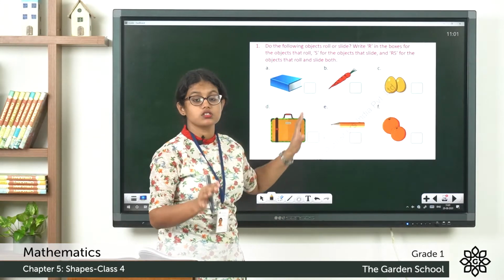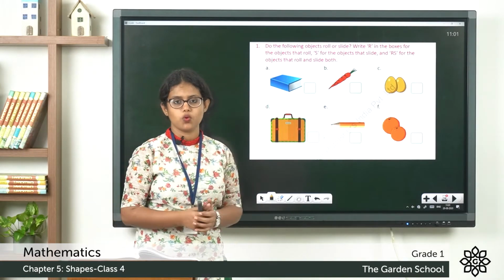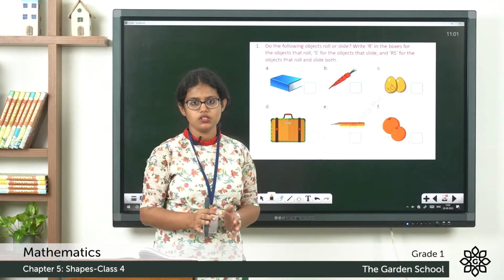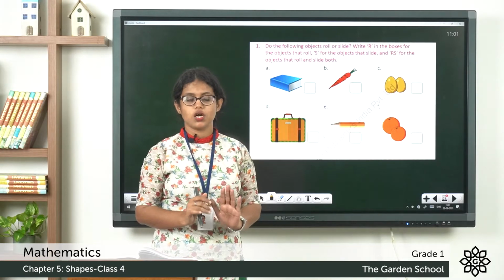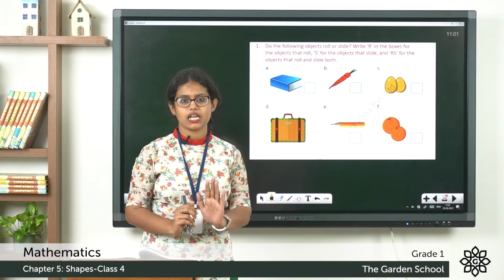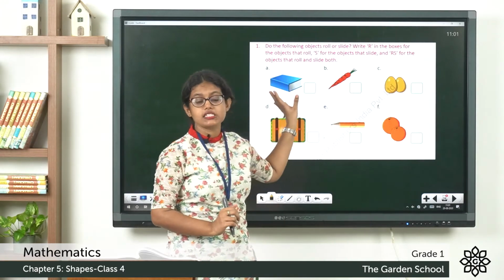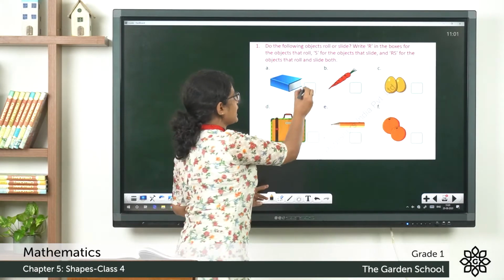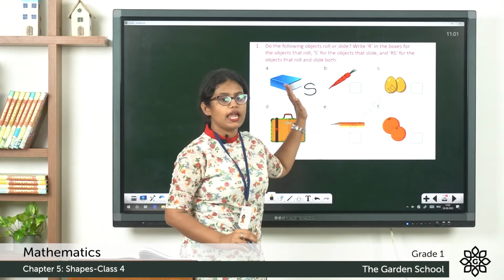Which object is this? This is a book. So what about a book? If you place a book on the table and push it, will it roll or will it slide? It will always slide because it has a flat surface. So what is the answer? The answer is slide. So you can write it here S.